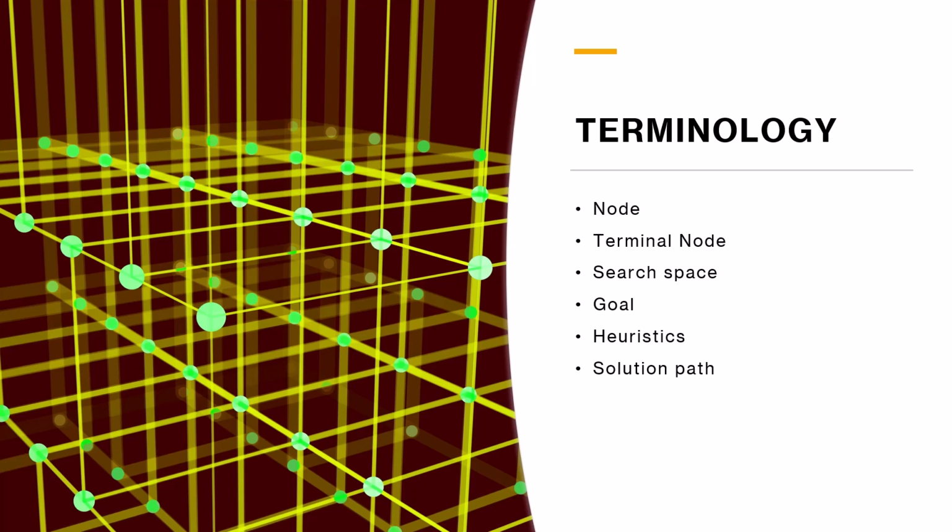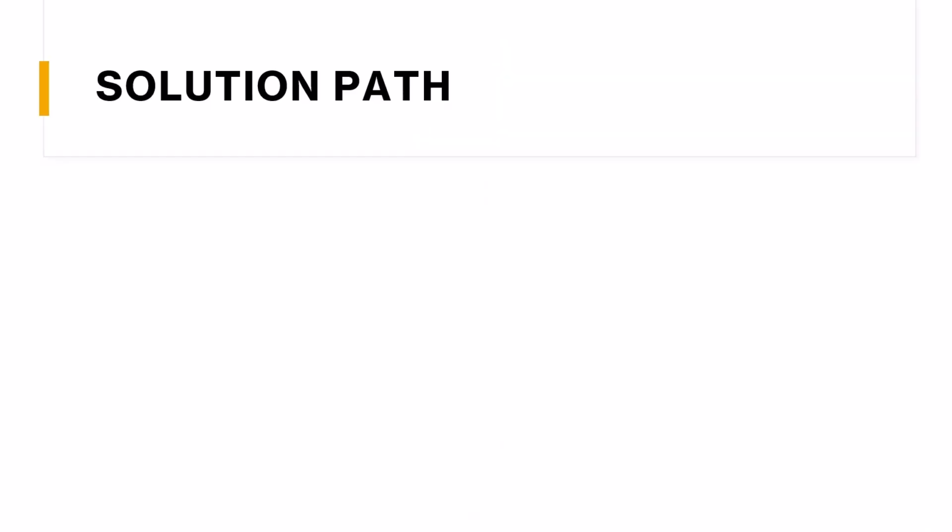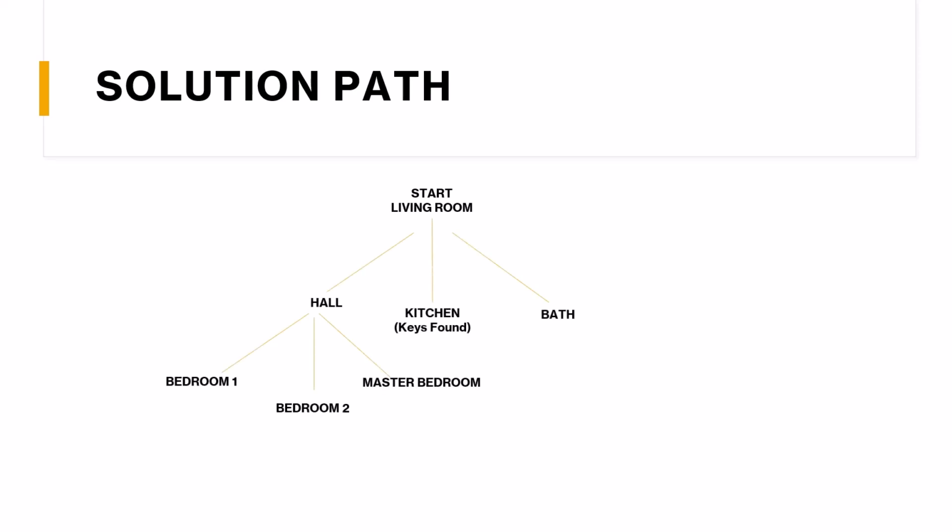Now that we're familiar with the terminology, let's put this all into a tree. So this is our home space. As you can see, every room is a node, and the terminal nodes are the bedrooms and the bath. The kitchen is the goal in this case, and a solution path would be something like this. We start at the living room, go through the hall into bedroom 1, then out of bedroom 1, back to the hall, into bedroom 2, out of bedroom 2, back to the hall, then into the master bedroom, and out of the master bedroom back to the hall, and then to the living room, and finally to the kitchen where we find the keys.